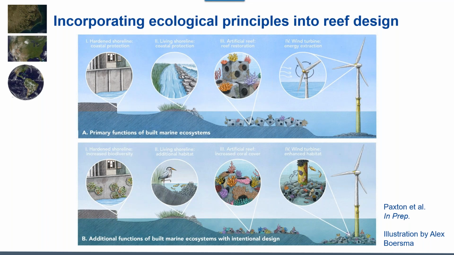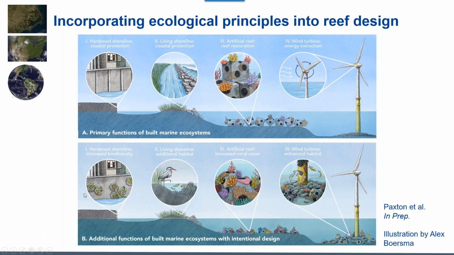And to drive this point home, in addition to broader scale spatial planning, one of the things that could be considered is the incorporation of intentional design into these reef structures. And so this top panel shows primary functions of several types of built ecosystems or structures. On the left-hand part of the panel, we have an example from a nearshore environment of a hardened shoreline being installed to provide coastal protection.